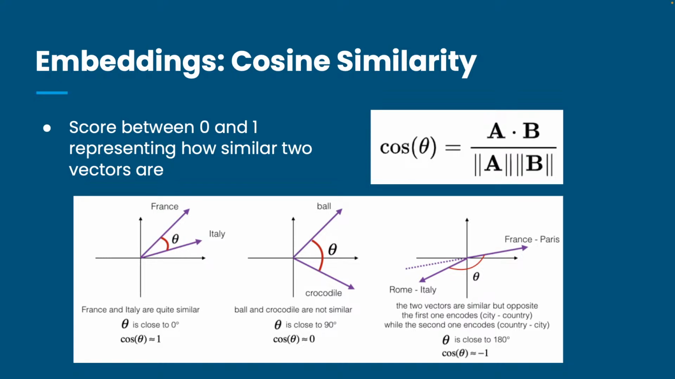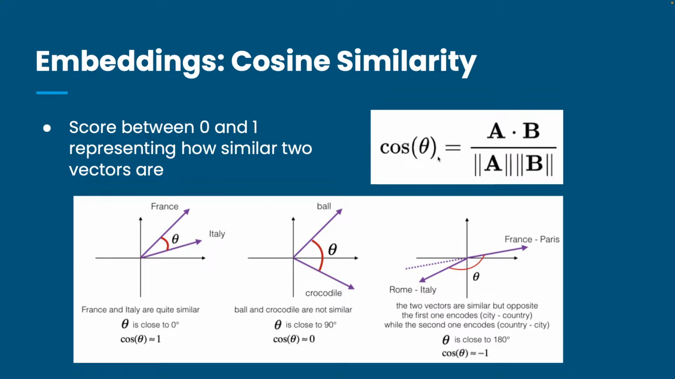And so you can see the math here, which is that the cosine of theta, the angle in between the vectors, is equal to the dot product of the first vector and the second vector divided by their magnitudes. So why are we dividing by their magnitudes? It's because we want a score between -1 and 1. This is wrong. It should be -1 and 1.